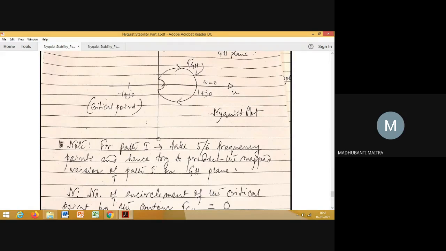So you'll have to take 5 to 6 frequency points and hence try to predict the mapped version of path 1 on the GH plane. Right? So in the exam you will have to do it, otherwise marks will be deducted.